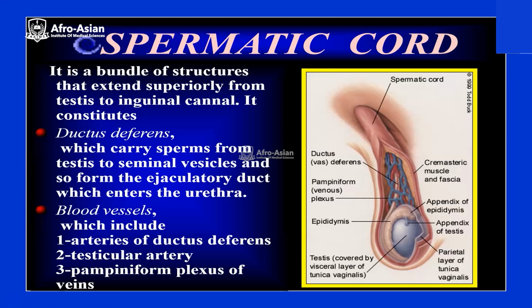Ductus deferens, which carries sperms from testes to seminal vesicles and so forms the ejaculatory duct, which enters the urethra. Blood vessels, which include the ductus deferens, testicular artery, and pampiniform plexus of veins.